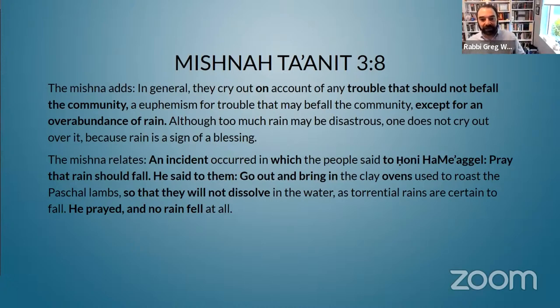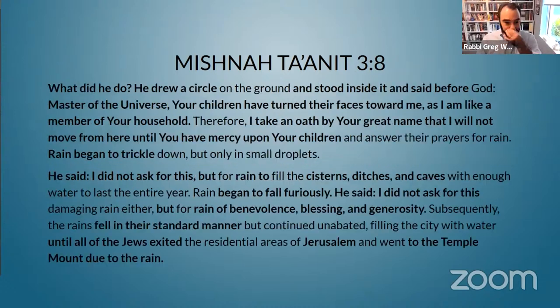So a Mishnah relates, an incident occurred in which the people said to Honi HaMe'agel, Honi the Circle Maker, pray that rain should fall. He said to them, go and bring in the clay ovens used to roast the Paschal lambs so that they do not dissolve in the water, as torrential rains are certain to fall. He prayed, and no rain fell at all.